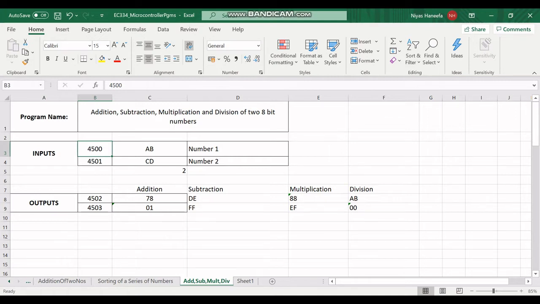So let us define the inputs in the location 4500 corresponding to number 1, any hexadecimal 8-bit number, and 4501 the second number. And we are assuming the outputs we are going to save in the consecutive locations starting at 4502 and 4503. The number of locations allotted to the output is also a very important factor. The worst case conditions are always an important factor when you are going to define the number of memory locations for the output.